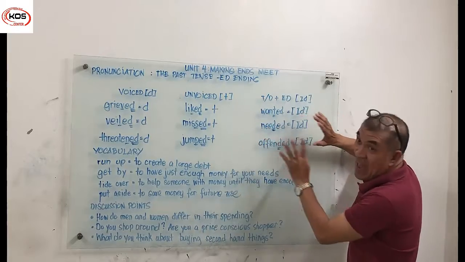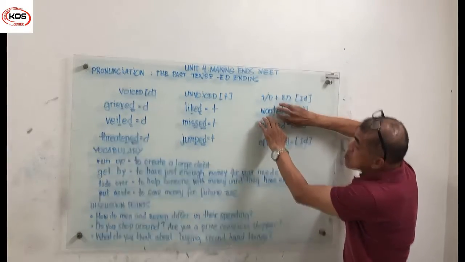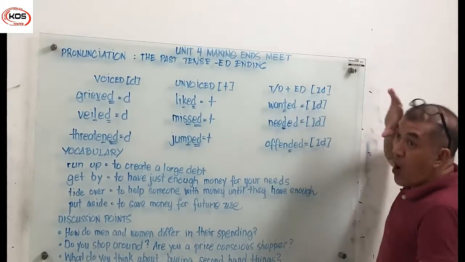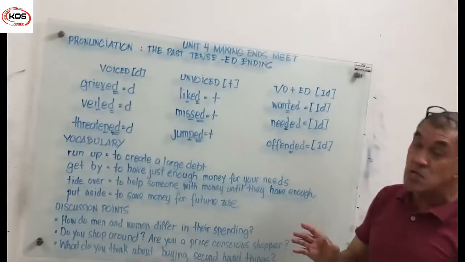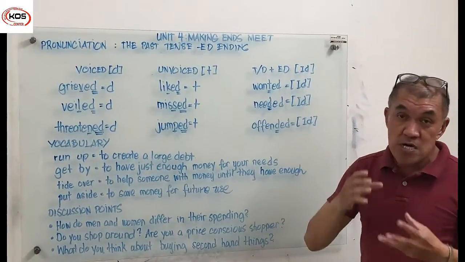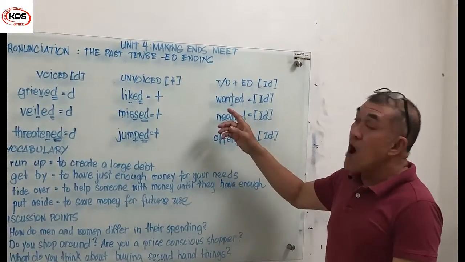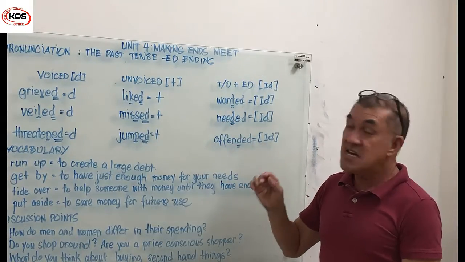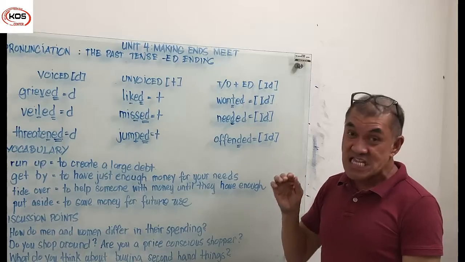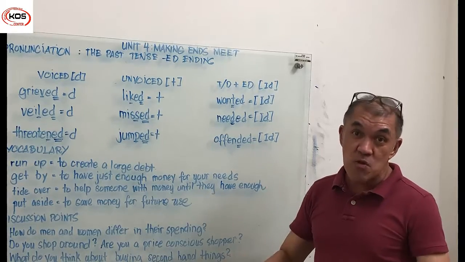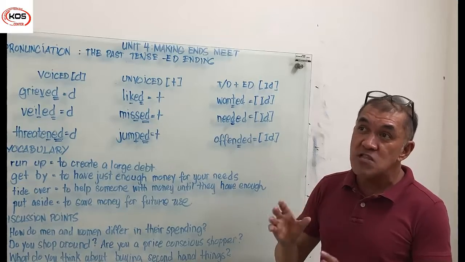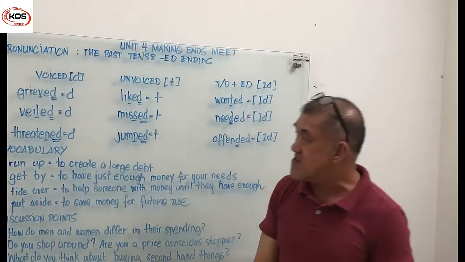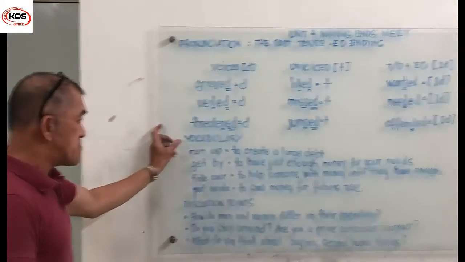Now, all the words here end in a T or D. Listen, want, need, offend. Those are T and Ds. Only then will you pronounce the ed as id. So listen, I'm going to read the words now with emphasis on that ed sound. Wanted. I'll repeat that. Wanted. Next word, needed. Next word, offended. So just remember this. The ed will sound as id only if the root word ends in T or D. Okay? So now, that out of the way, we're going to move on to the vocabulary part.